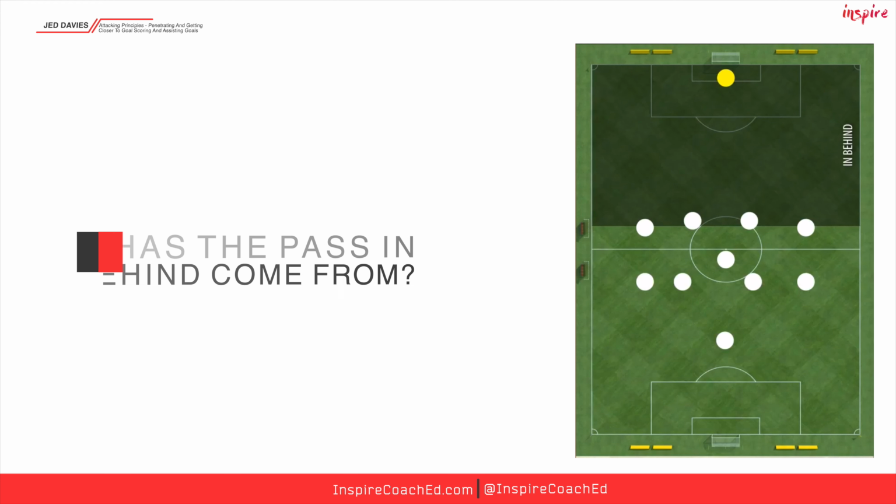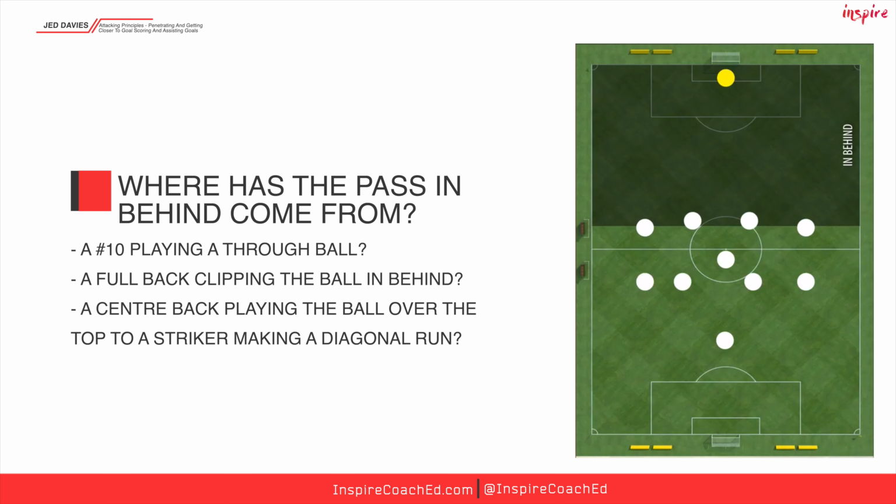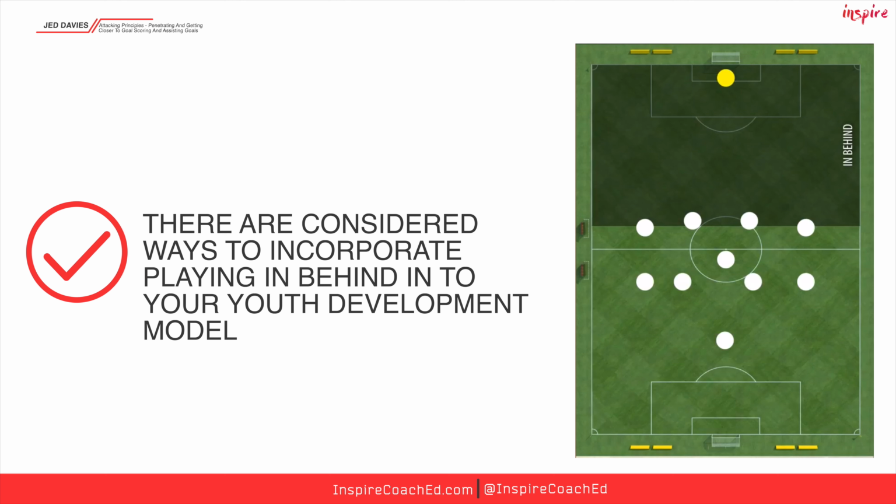You may look at where that pass behind has come from. If it's come from a 10 playing a through ball, if it's come from a fullback clipping the ball in behind, a centre-back playing the ball over the top to a striker making a diagonal run, whatever it might be. There are considered ways to incorporate playing in behind into a youth development model.